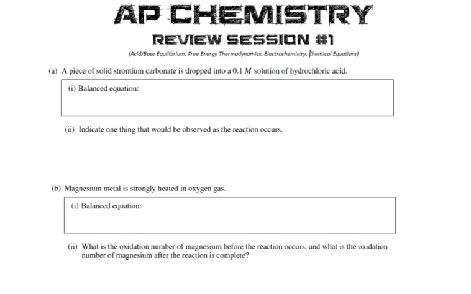A piece of solid strontium carbonate is dropped into a 0.1 molar solution of HCl. All right, so I'm going to kind of guide you a little bit. Strontium carbonate, Sr, carbonate CO3. You do need to know a little bit about charges, so I got Sr 2+ and CO3 2-. So that one works out really well.